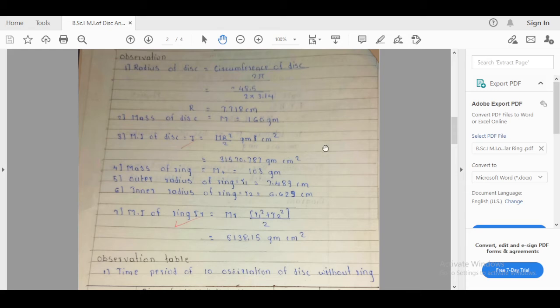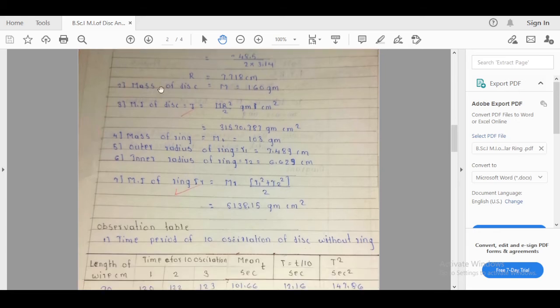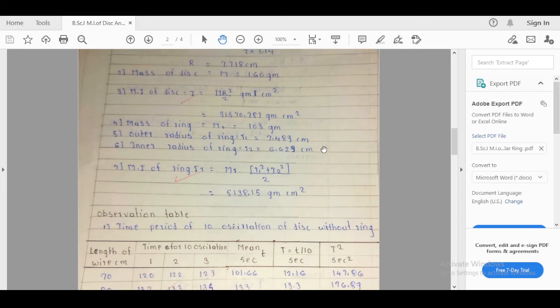Now these are the required observations. While actually doing the experiment, we need all these observations before starting the experiment, that is by taking the observations with the help of thread and rough balance, we need these calculations.